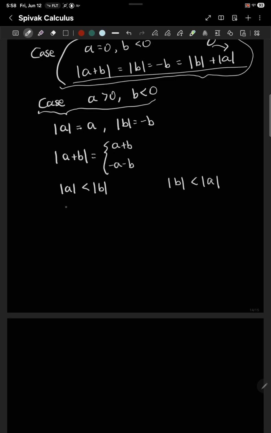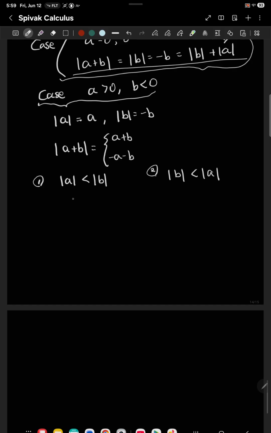Okay, so let's assume case 1. We'll go to case 2 later after we finish case 1. So that means a is less than minus b. That means that a plus b is less than 0. So that means the absolute value of a plus b is equal to minus a minus b. Where does that leave us?